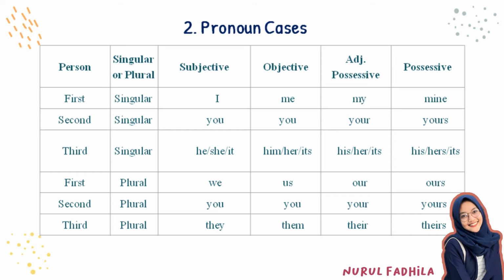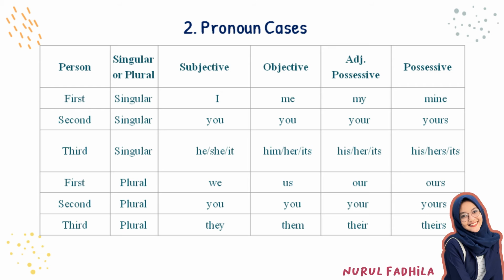And then for the first person plural: we as subjective, us as objective, our as adjective possessive, and ours as possessive. For the second person plural: you as subjective, and you as objective, your as adjective possessive, and yours as possessive.